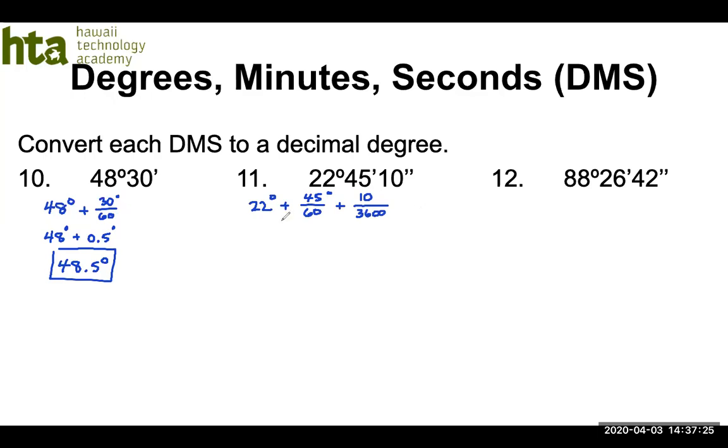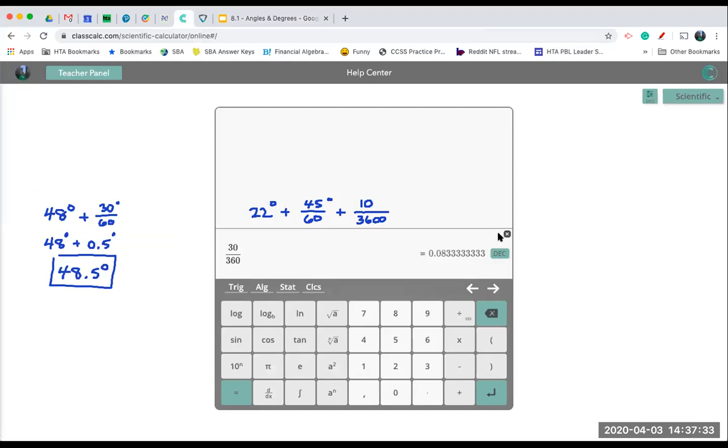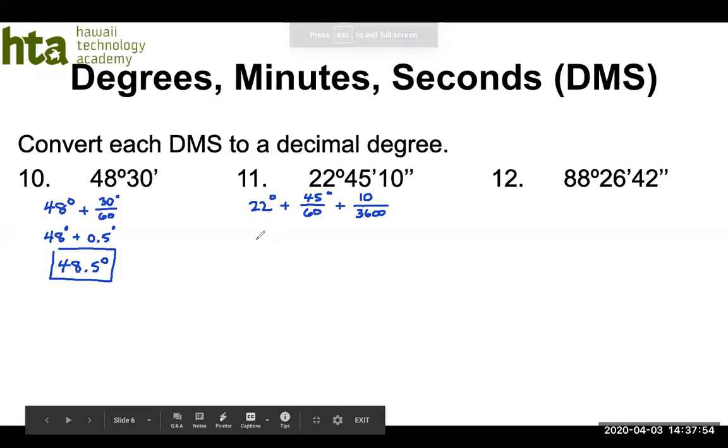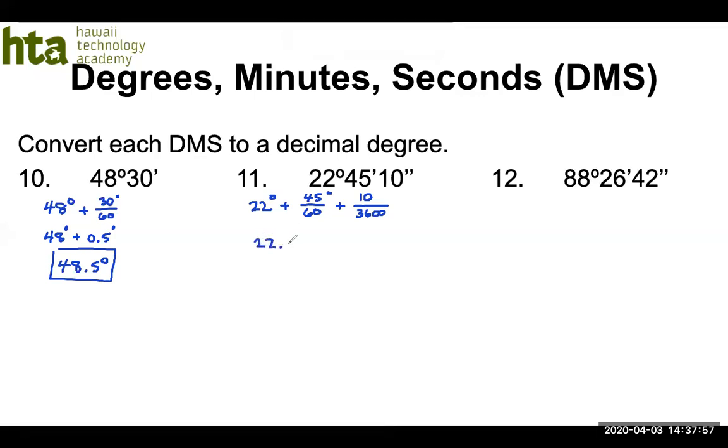All right, so that's the conversion. So in class calc, you can type it out exactly the way this looks. So I'm actually going to go into class calc and we're going to type in 22 plus 45 over 60 plus 10 over 3,600. And it gives us that decimal. We're going to go to 4 decimal places. So 22.7528 is where we are going to go. So that's what I'm going to write for my answer. 22.7528 degrees. So converted to decimal form.